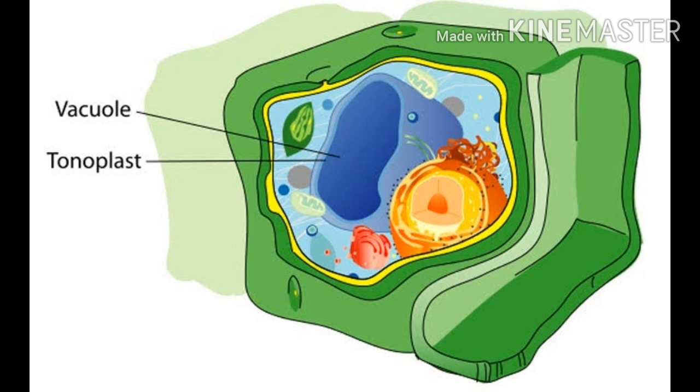Vacuoles of animal cells are much smaller in comparison to those in plant cells. The vacuoles present in animal cells are more in number, but they are smaller in size. In the case of the plant cell, the size is larger, and fewer vacuoles are present in plant cells.